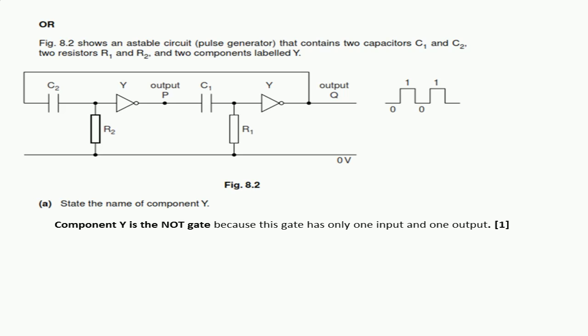You can answer that question in two ways. If you know the symbol of the NOT gate, you can easily answer that question. But one logical answer you can give is that in your course you have an OR gate and an AND gate. In OR and AND gates you have two inputs and one output, but only the NOT gate is a reverse gate, so it has only one input and one output. So the correct answer for this component Y is NOT gate.